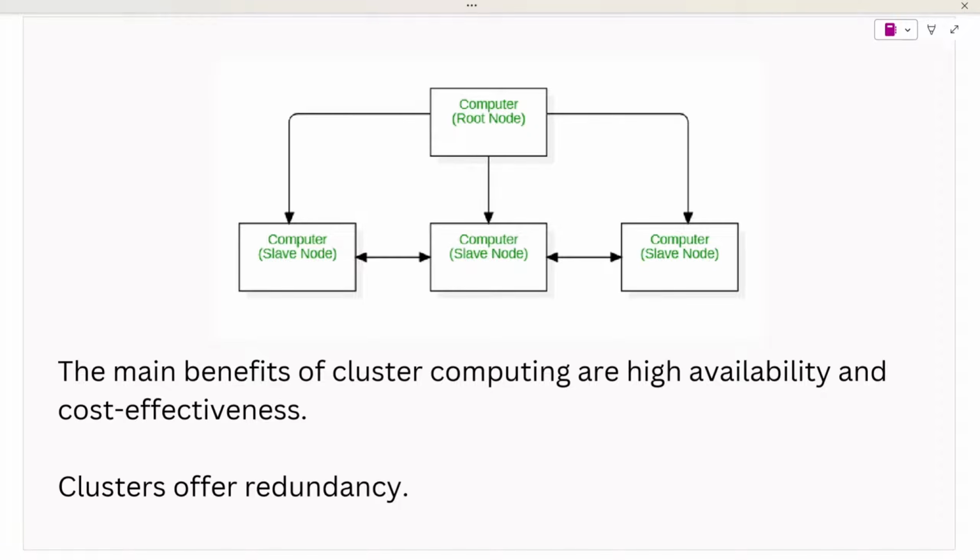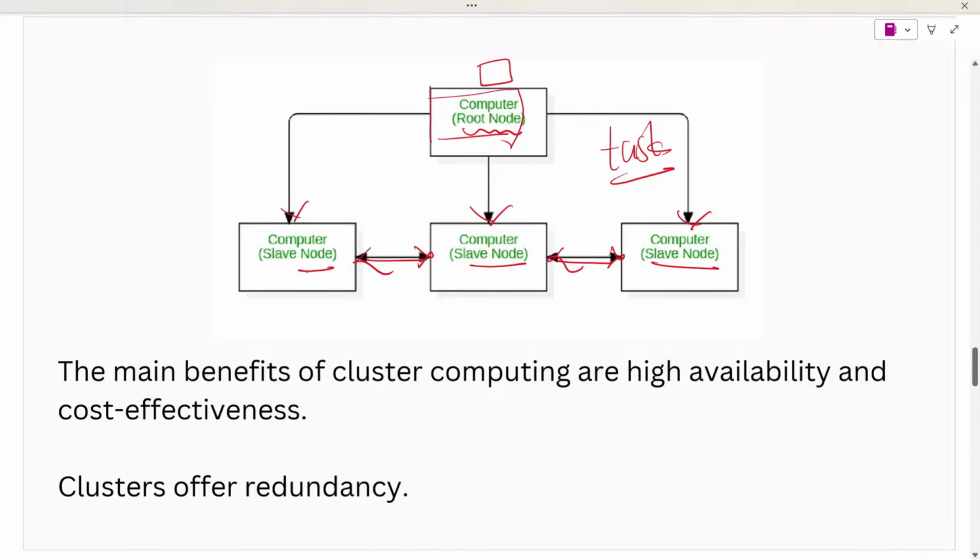So as you can see here, the main computer, which is called the root node, is connected with multiple computers, which are called slave nodes. They are all connected to each other, and all three are located in the same physical space. The location of all the computers is the same. They are connected to each other to perform the task.